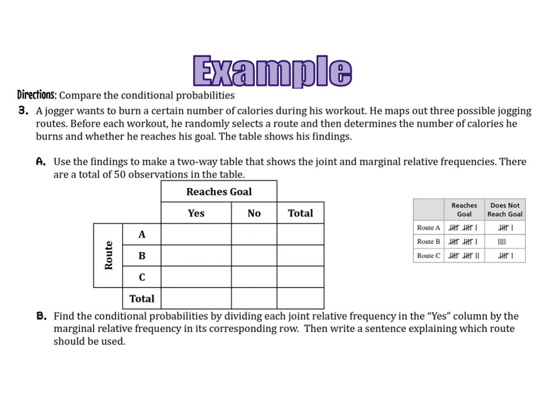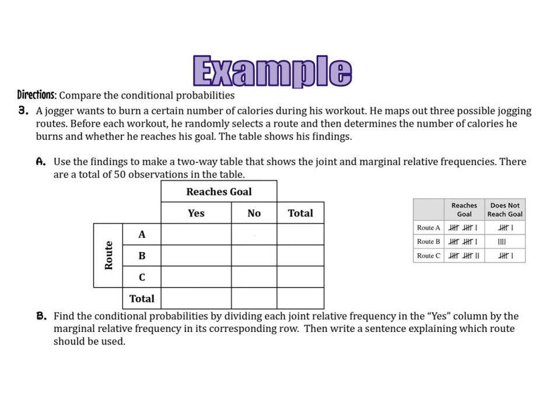All right, number 3 says a jogger wants to burn a certain number of calories during his workout. He maps out 3 possible jogging routes. Before each workout, he randomly selects a route and then determines the number of calories he burns and whether he reaches his goal. The table shows his findings, so you see the table on the right. For part A, you're going to make a two-way table that shows the joint and marginal relative frequencies. So your values should be decimals. You shouldn't have like 50 in there or 10 in there. You should have whatever the fraction over the total is.